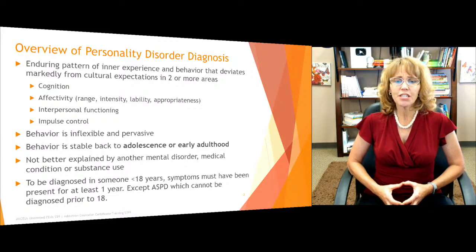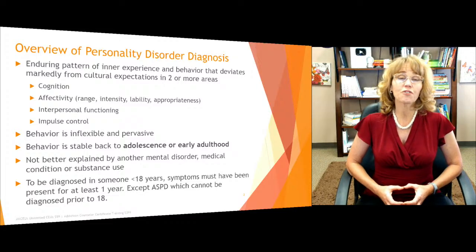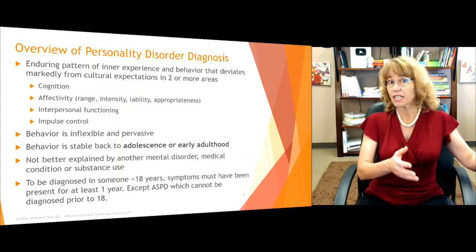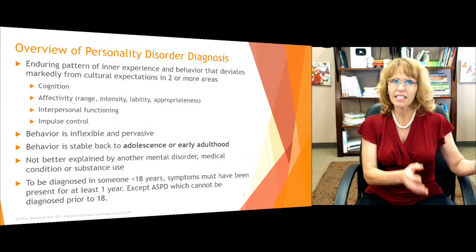To be diagnosed in someone under 18 years, symptoms must have been present for at least 1 year. So if you're diagnosing a personality disorder in a 16-year-old, the symptoms must have been present for at least a year.